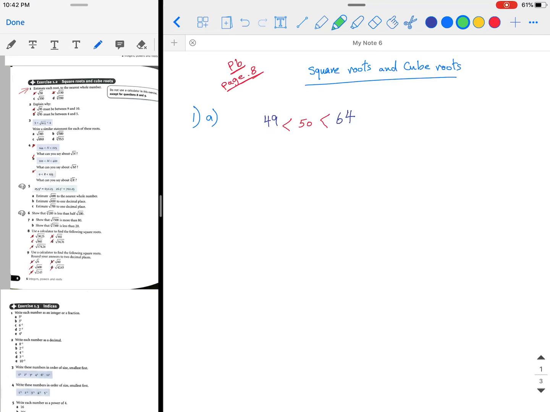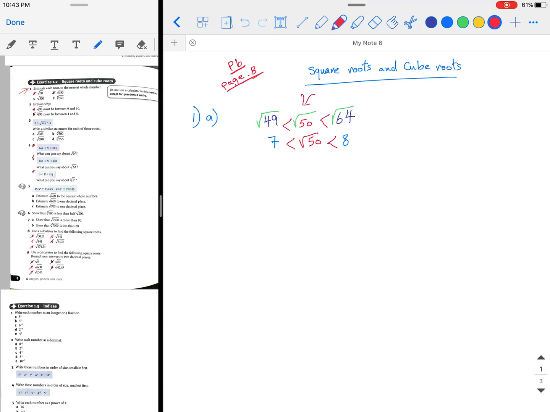So after that I don't need 50. I need the square root for 50. So I will take the square root for all of them. So I will get here root 49, this is 7, root 64, this is 8, and in the middle I can see that root 50 will still be root 50. So root 50 will be between 7 and 8. So when I need to round it to the nearest whole number, it will be 7 or 8.